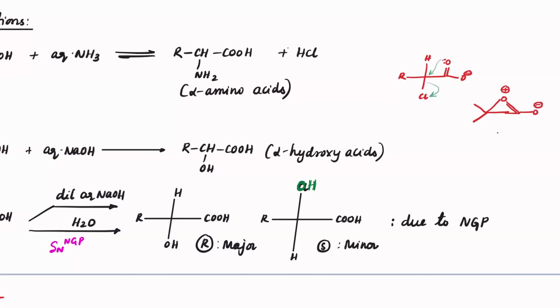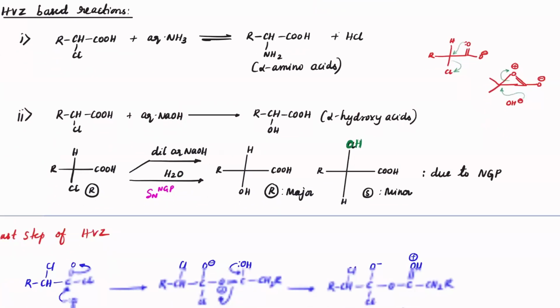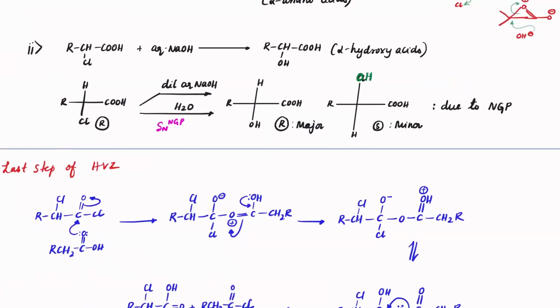Correct. And now when the second mole of OH minus approaches, it will approach from the same direction from which the chlorine has left. So this is neighboring group participation where SN2 happens two times. When you have two times SN2 happening, then retention is observed. So you can see if this is R configured, the product will remain R configured. And if this was S, the minor product will be only SN2 attack, which will be from the backside.